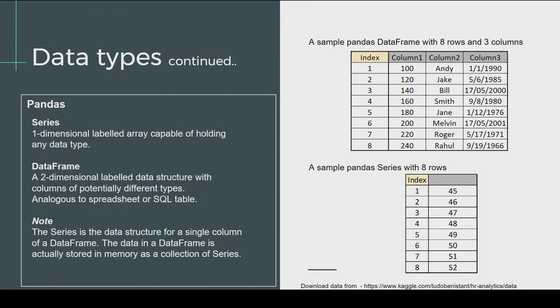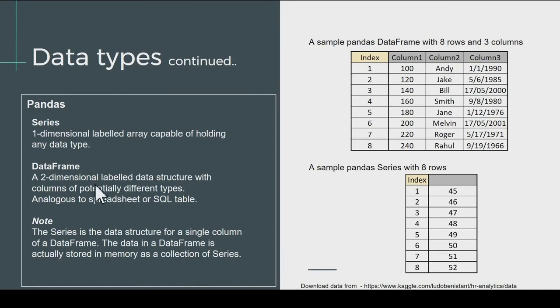Let's explore one of the most important packages in Python, Pandas. Pandas is where Python started getting traction from the data science community. It provided one of the most intuitive interfaces to handle and manipulate data. Pandas is essentially built up from two parts, series and data frame. A series is a one-dimensional labeled array capable of holding any data type. You can see a sample Pandas series over here with 8 rows and an associated index.